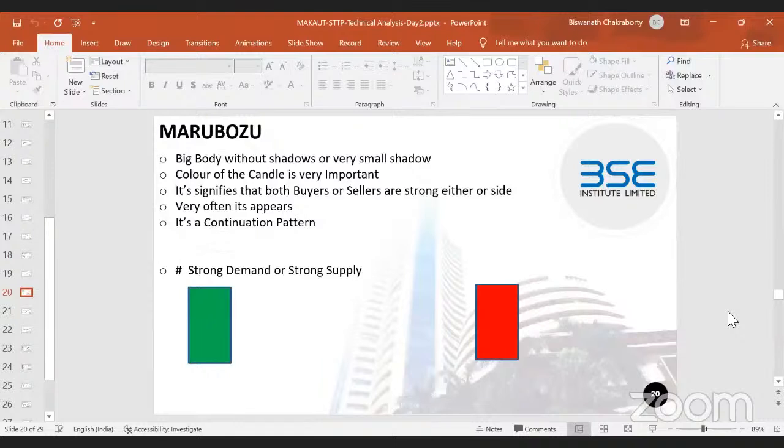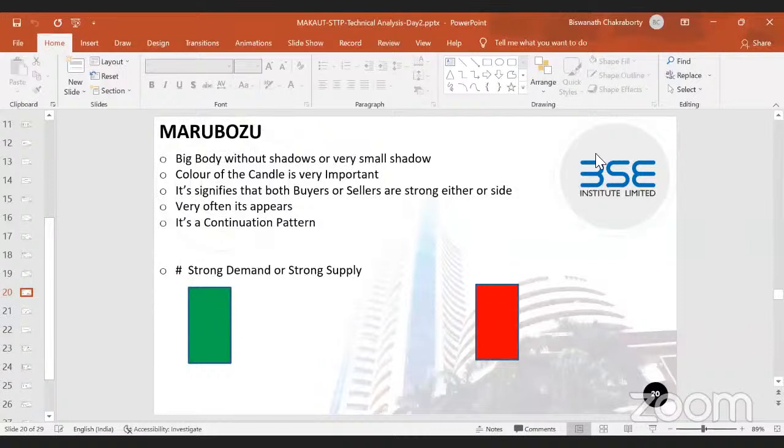This is referred to as Marubozu. Marubozu means a big body without shadow, or with a very small shadow. Colors are important, because the strong determination of the buyers and the sellers can be reflected. It signifies that both buyers and sellers are strong on either side. Very often, we can see Marubozu kinds of patterns in the charts.